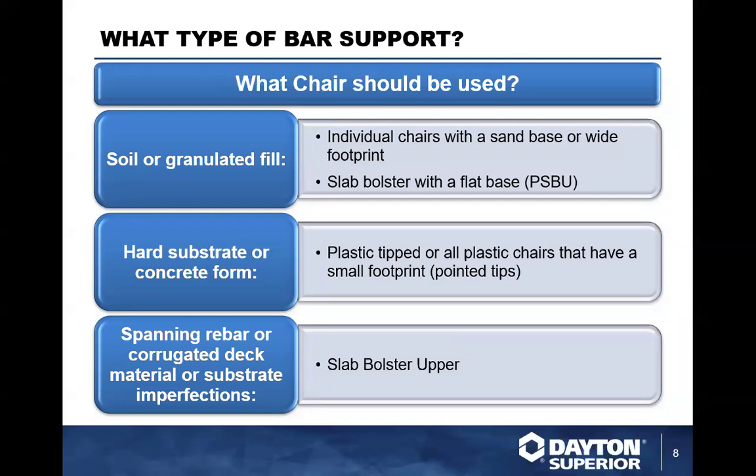And anytime you have spanning rebar, or corrugated deck, or material or substrate imperfections, etc., a lot of times you may end up using a slab bolster upper on that. The slab bolster upper typically has a runner on both legs on the bottom and a runner on top to help support the rebar. And those runners on the bottom obviously are going to span those imperfections.